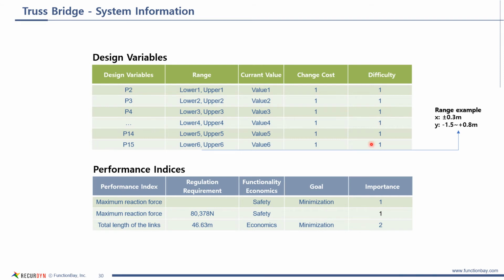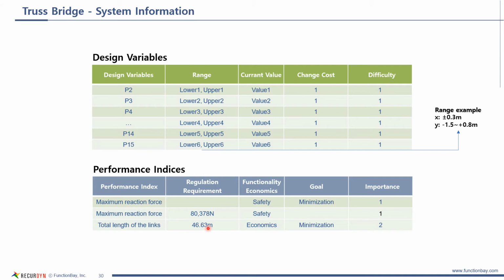Now, let's list the performance indices. The goal is to minimize the maximum reaction force. As you can see, we have a clear condition for the max reaction force. It must be less than 80,378 newtons. For the total length of the links, it must be shorter than 46.63 meters, and minimizing the total length is another goal. Usually, safety is more important than economics, so max reaction force is more important than the total length.